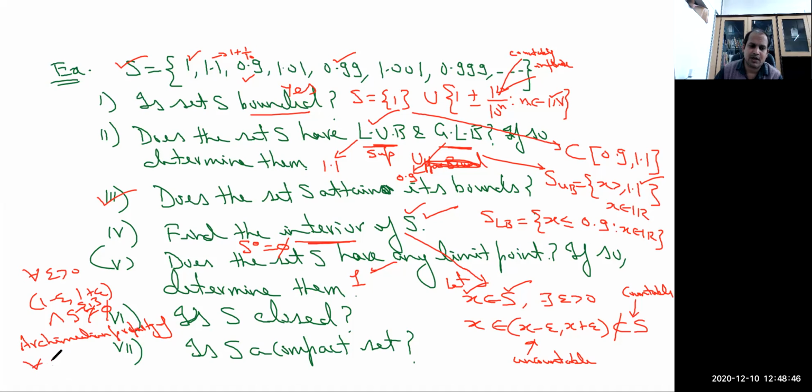Why is this intersection non-empty? Because by the Archimedean property of real numbers, for every epsilon greater than 0, there exists some m naught belonging to N such that 1 by 10 raised to the power n is less than epsilon for every n greater than or equal to m naught. So from here I can also write that 1 plus minus 1 by 10 to the power n is less than 1 plus epsilon.